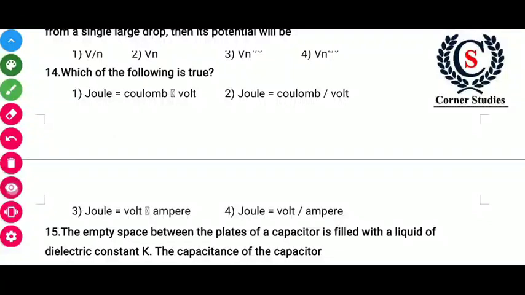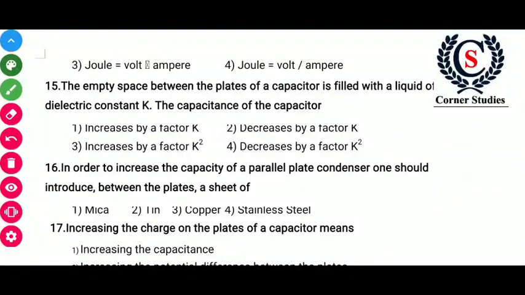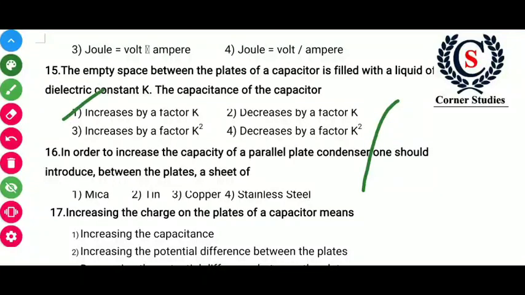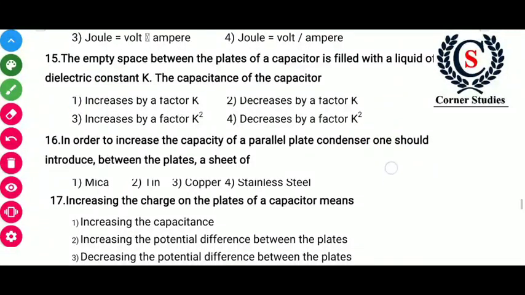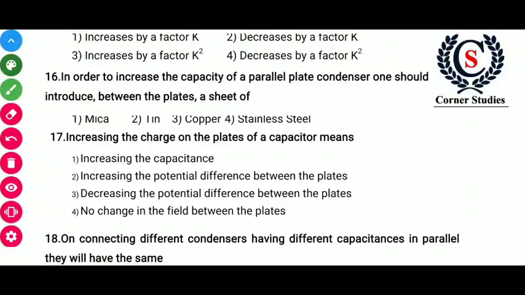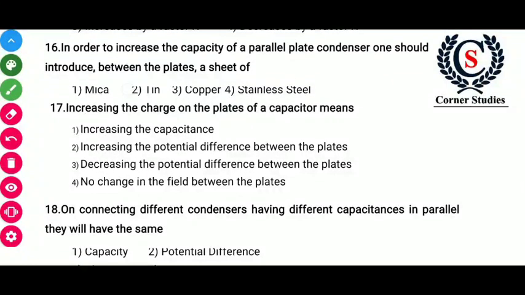Next question. The empty space between the plates of a capacitor is filled with a liquid of dielectric constant K. The capacitance of the capacitor will be: increased by a factor K, decreased by a factor K, increased by a factor K², decreased by a factor K². Answer: increased by a factor K. Next question. In order to increase the capacity of a parallel plate condenser, one should introduce between the plates a sheet of mica, copper, or stainless steel. What is the answer? Mica.